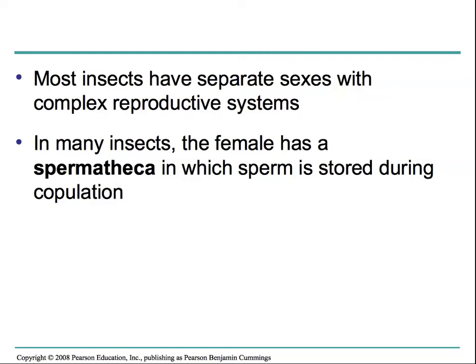This again, different than humans. Female insects, like our friends the fruit flies, have a storage area called a spermatheca. So when a female fruit fly has sex, she stores the sperm for the rest of her life and can use that sperm to fertilize her eggs for days and days, a month. Humans don't do that. So the female fruit fly stores the male's sperm.